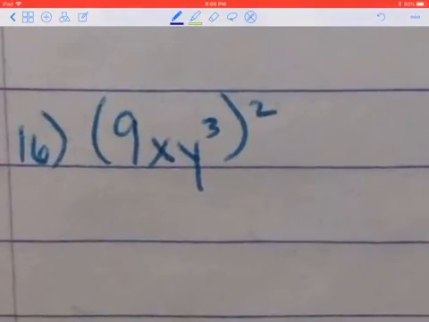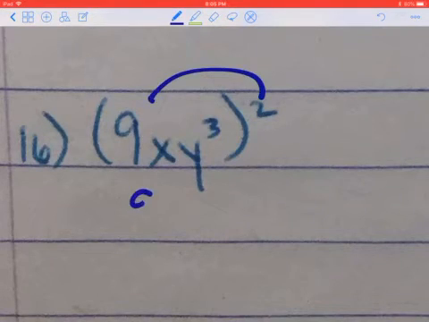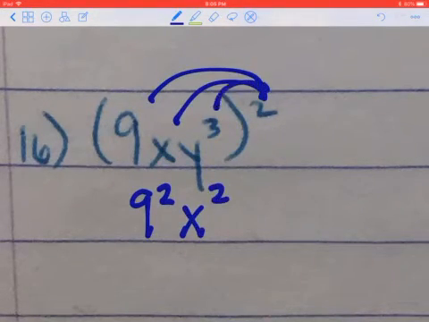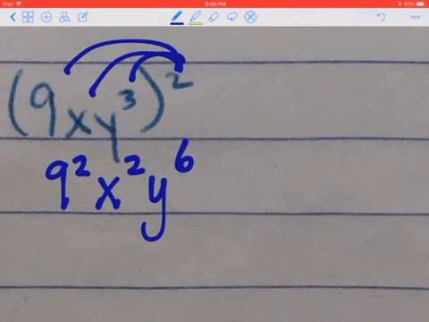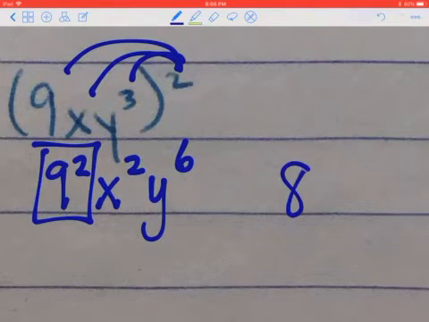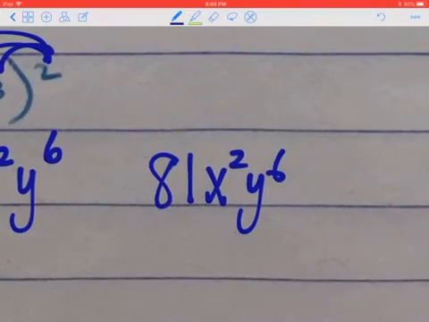And number 16 here, again, this is 9 squared, x squared, y to the 6. 9 squared is 81, x squared, y to the 6.